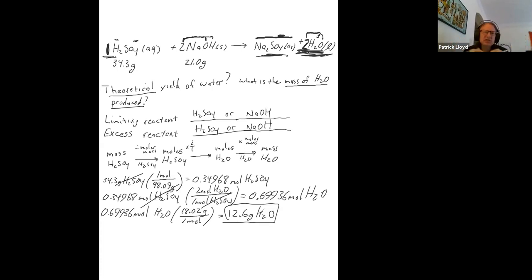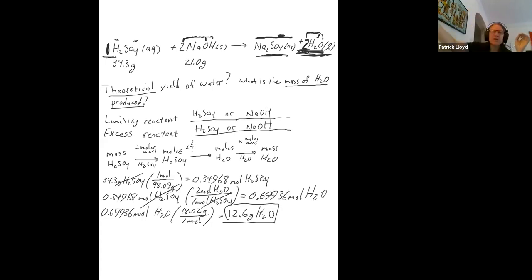The reason for that is materials can be expensive. So if you're reacting something that's very expensive with something that's very cheap, sulfuric acid is probably more expensive than sodium hydroxide, but I'm not sure. So if one is more expensive, you don't want to lose out on any of the more expensive reactants. So what you'll do is you'll make the expensive one the limiting reactant, and the cheaper one the excess reactant.